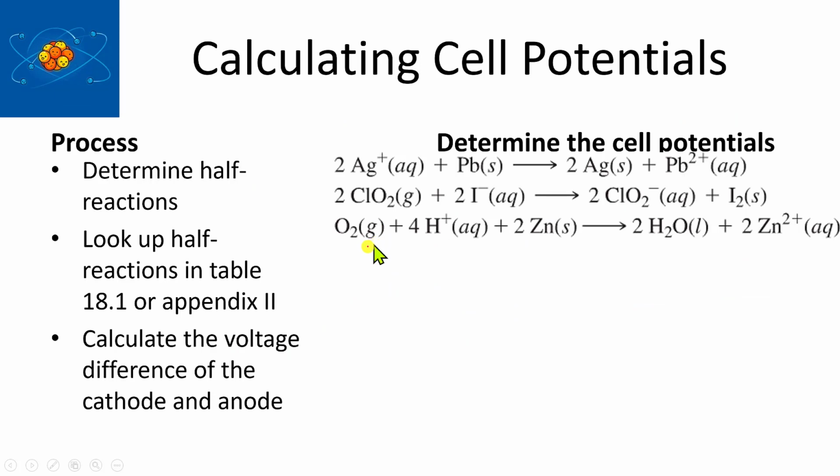It's going to be this one. It's O2 plus 4H plus plus 2 zinc solid makes 2H2O plus zinc 2 plus ion. So let's see if we can find these, right? You can see one of the half reactions will be zinc, and then you can see the other one will be the oxygen and the H2O. So let's go look for it. Let's write that out, right? And then we'll look for the reaction.